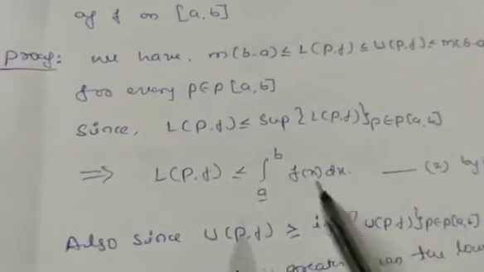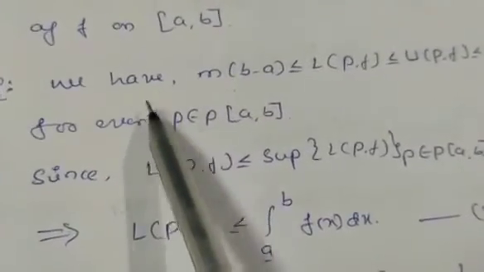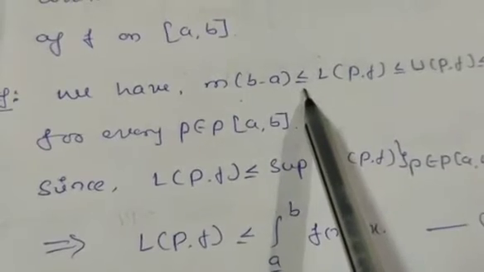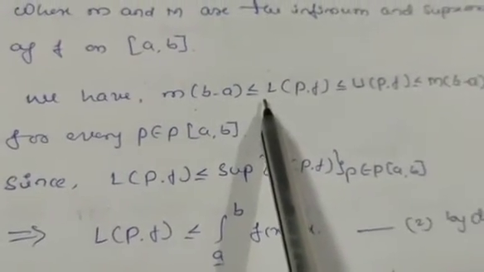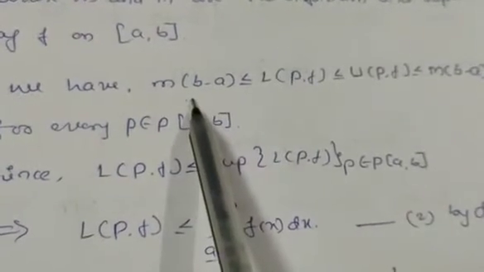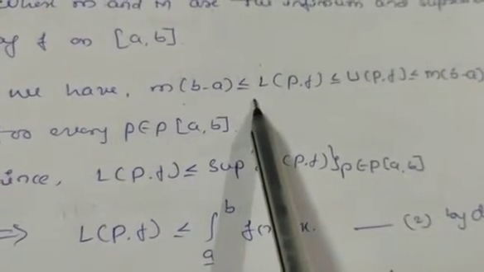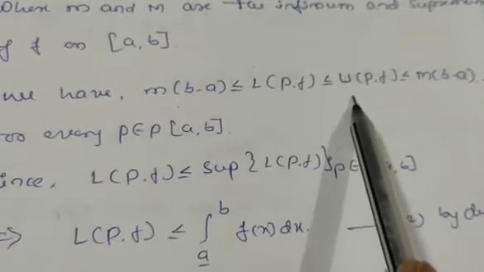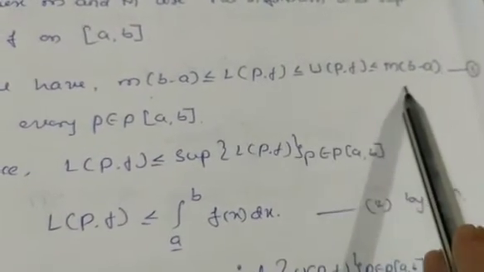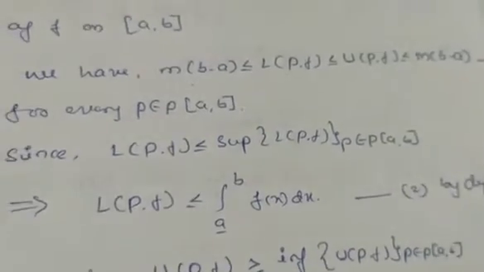Let us take the proof. We have m into (b minus a), and we know this one. This is one of the previous properties we studied. So small m into (b minus a) is less than or equal to the lower Riemann sum L(P, f), which is less than or equal to the upper Riemann sum U(P, f), which is less than or equal to capital M into (b minus a). Take this as equation number 1, for every P belonging to P[a, b].